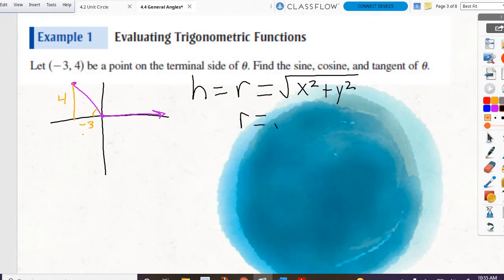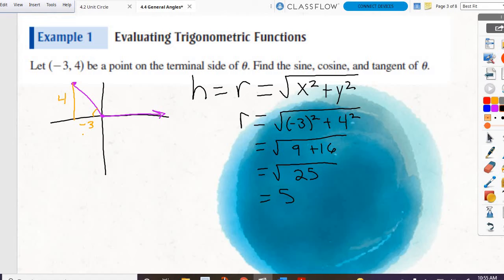So for us, in this problem, what is our x value? Negative 3. And what is our y value? 4. So we end up with 9 plus 16, which is 25, which is 5. So we have a 3, 4, 5 triangle, which makes sense. So now do we have enough information to find sine, cosine, and tangent? Yep.